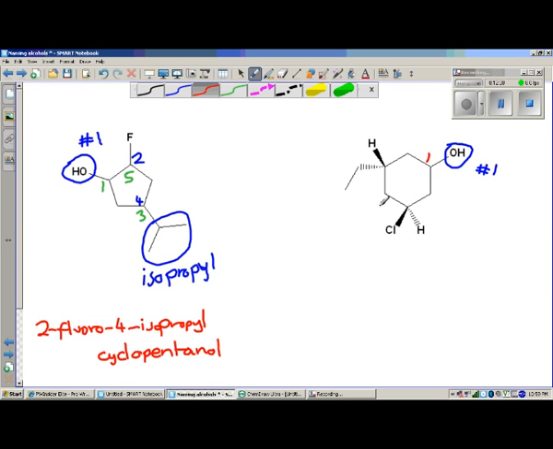Now this molecule, you can see, is really very similar, except it's cyclohexanol and not cyclopentanol. The only real difference is it's a little more complex because of the stereochemistry. So let's see if we can figure this stuff out before we go any further. Let's look at some priorities for this carbon here.